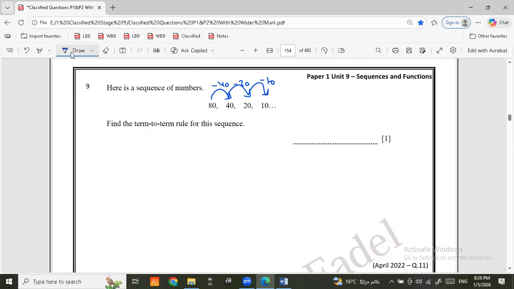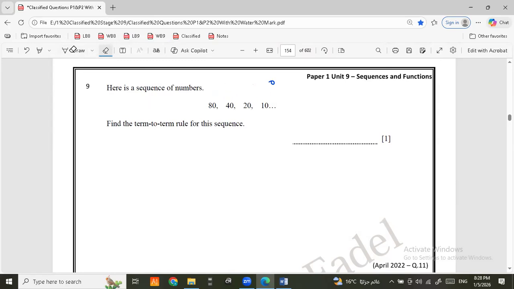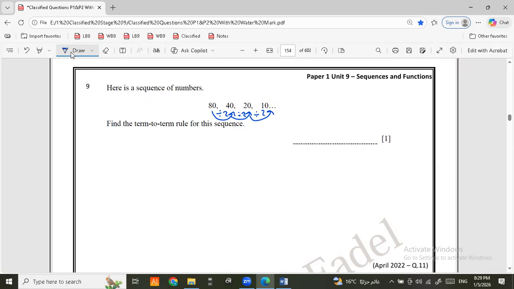Why? Because in the term-to-term rule, I need the same thing to happen every time. So it's not going to work. It's not addition or subtraction, and again, this is not the nth term. So how can we do this? What is happening every time, mister? If it is not subtraction, then it's definitely division because the numbers are getting smaller. So subtraction did not work. Divided by 2, divided by 2 worked. So divided by 2.